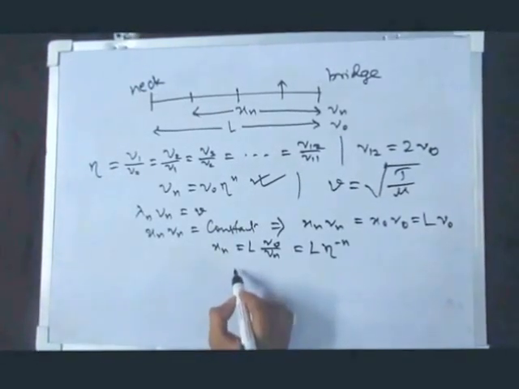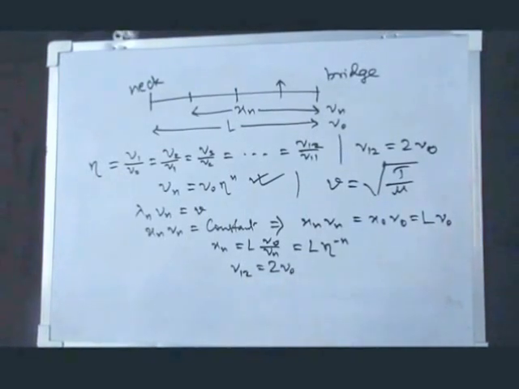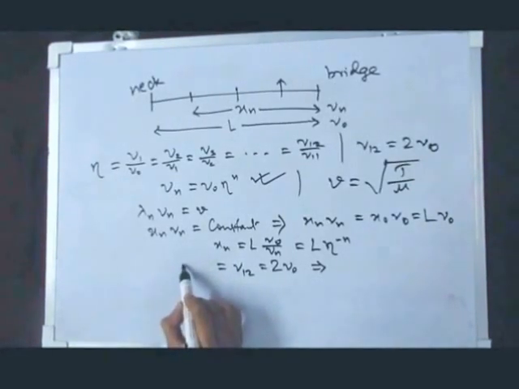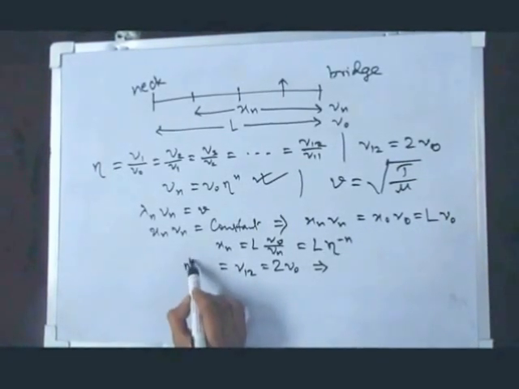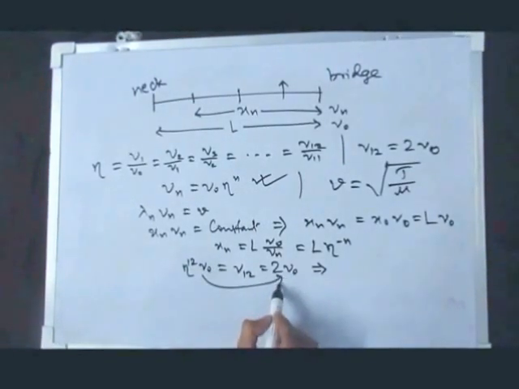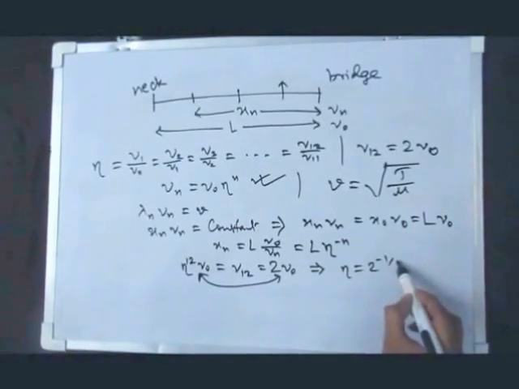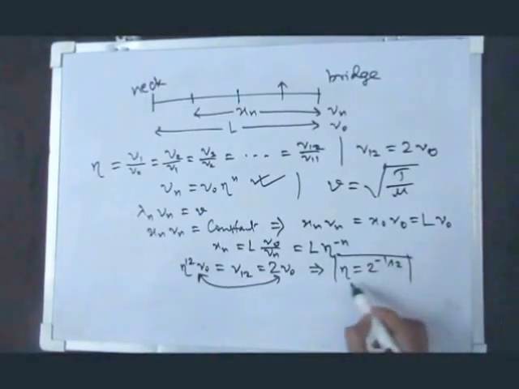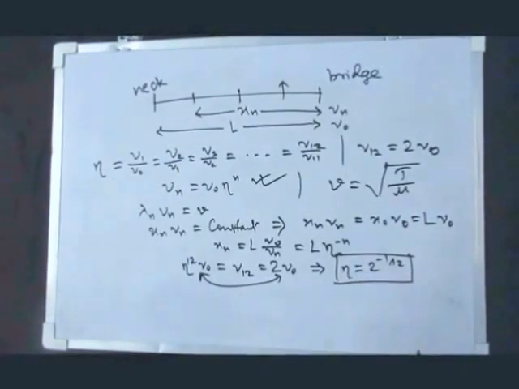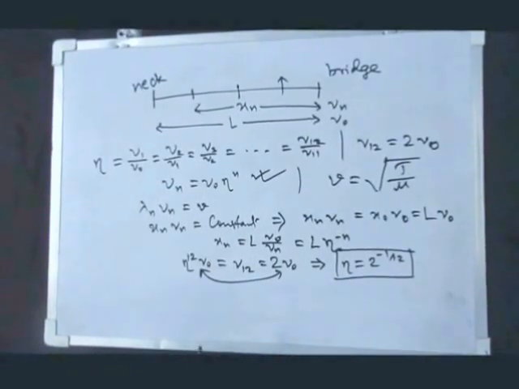Also I know that nu 12 happens to be exactly twice nu naught. And this is also equal to eta to the 12 times nu naught, because it's the 12th fret. This gives me the value of eta: 2 to the 1 by 12. This is an extremely important constant in music, because this happens to be not just in guitar, this happens throughout music. This happens to be the ratio between any two consecutive notes.